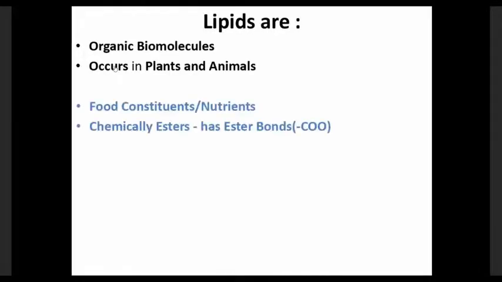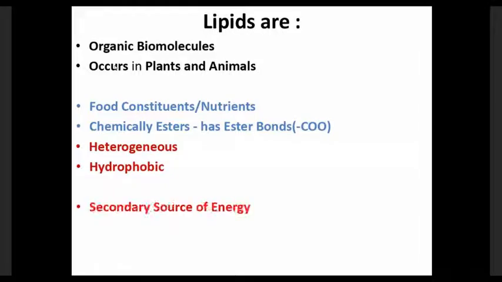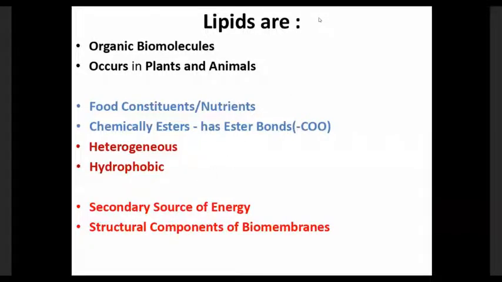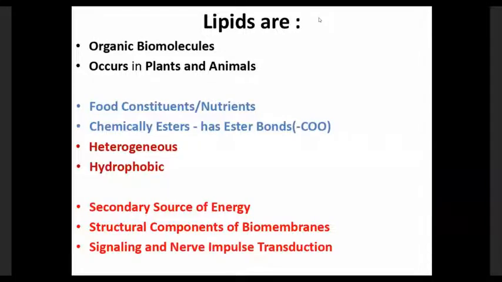Now, lipids are organic biomolecules which occur in plants and animals. They are heterogeneous in nature, in terms of structure as well as function, but they belong to one group because they are insoluble in water and soluble in non-polar solvents. Lipids can act as a secondary source of energy. They have great roles since they diverge in structure and function. They are a structural component of our plasma membrane, and are also important in signal transduction and nerve impulse transmission.